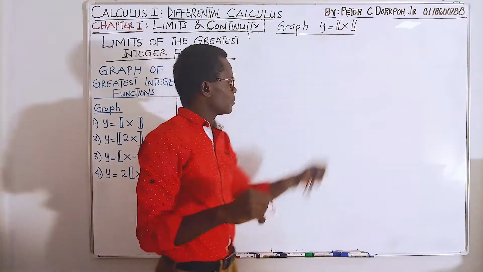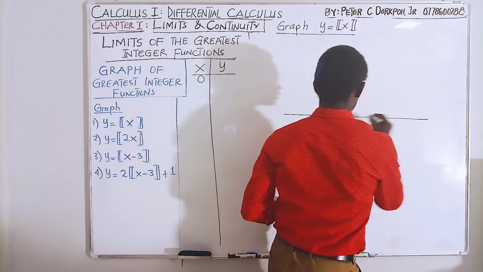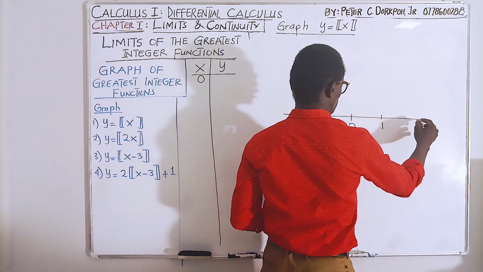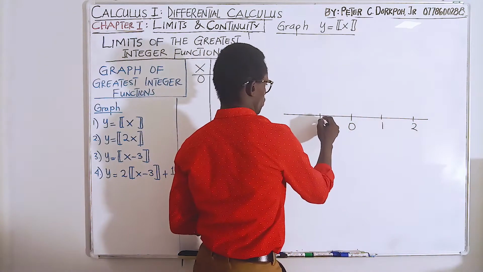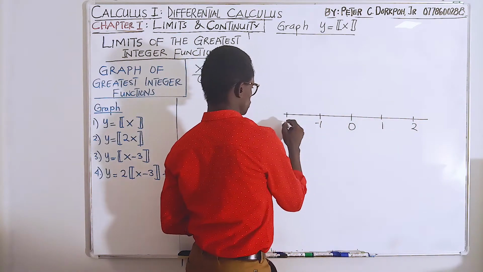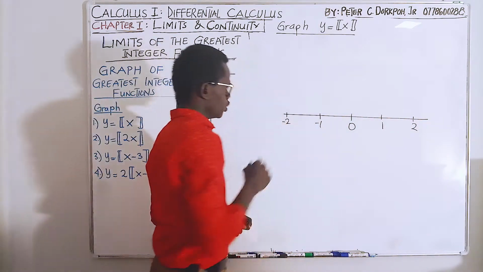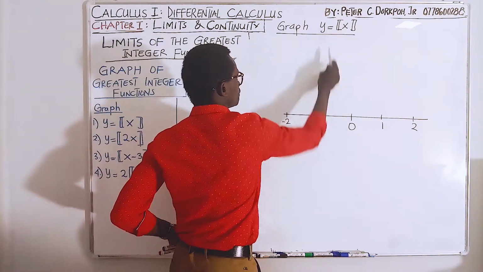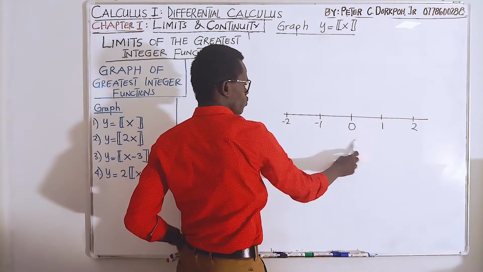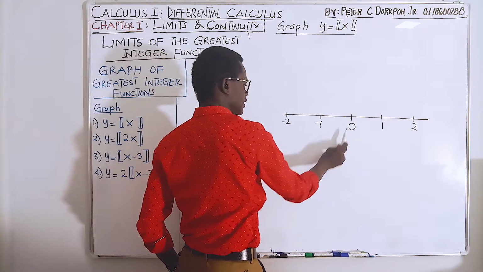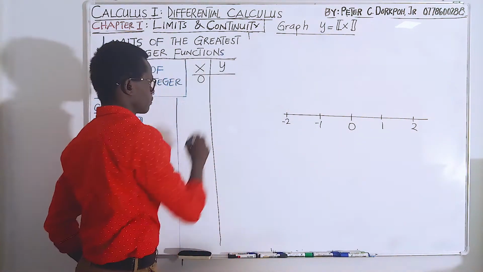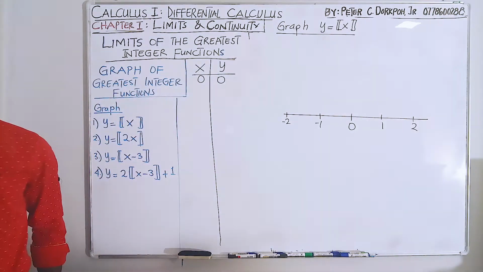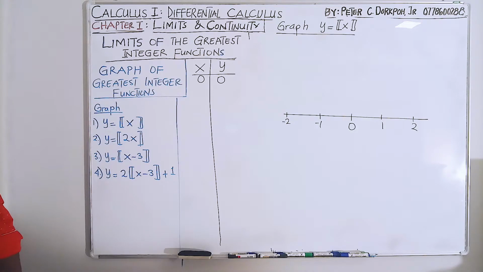Because 0 is a whole number, now let me draw the line again. 0, 1, and then 2. So when x is 0, the greatest integer of 0, which is already an integer, just equals 0. So when x is 0, y is also 0, right?